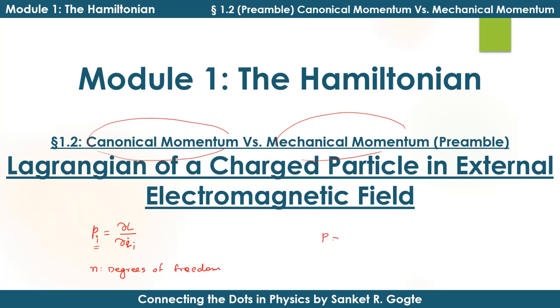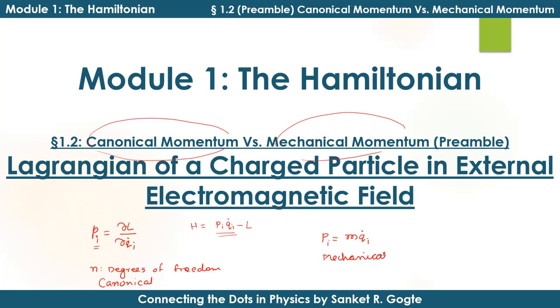Mechanical momentum refers to this product, mass into q̇, where m is mass and q̇ is the generalized velocity. So if we have n generalized velocities, we will have n such mechanical momenta. Now these momenta are canonical momenta, which we use to find the Hamiltonian of the system, which is p_i q̇_i minus L. Note here that we are using the summation convention, so this i actually runs from 1 to n, and this is the mechanical momentum.